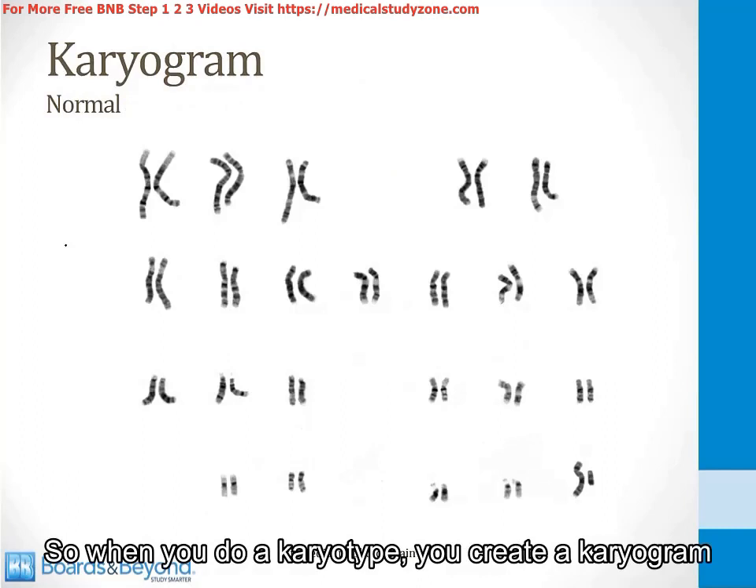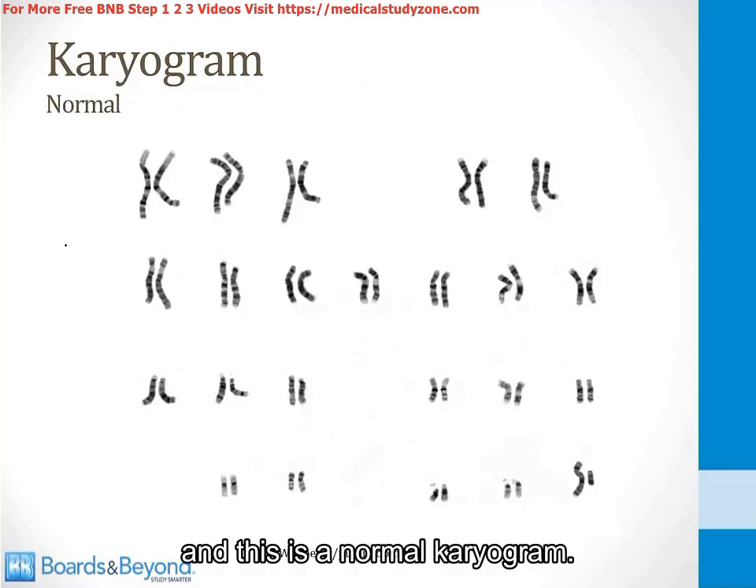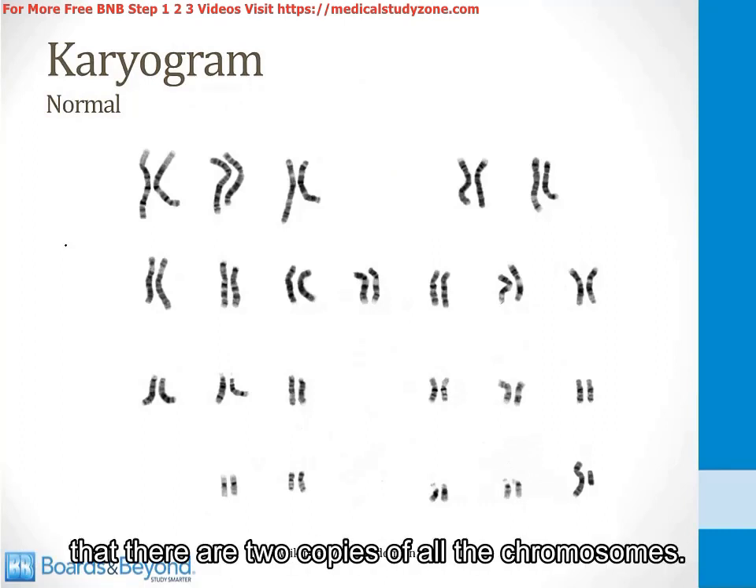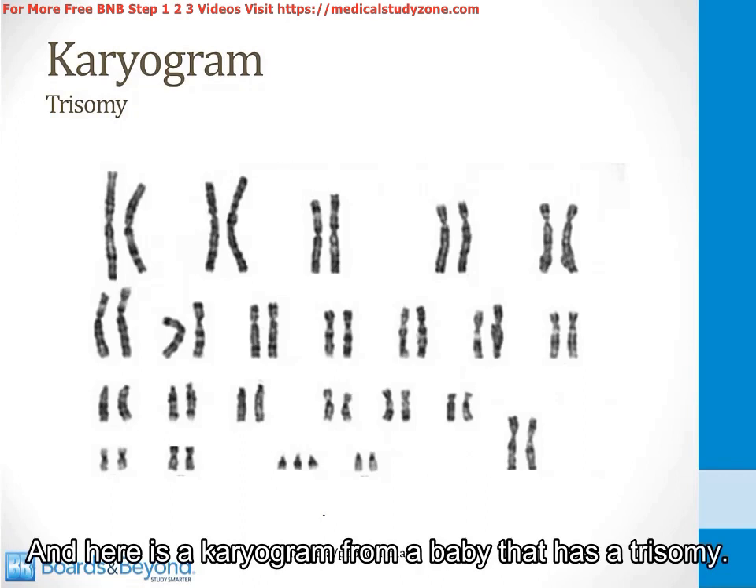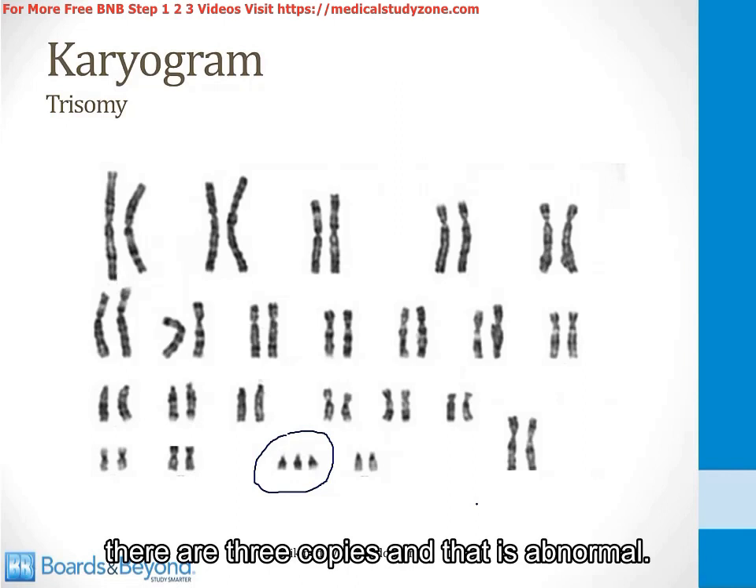So when you do a karyotype, you create a karyogram, which is a picture of the chromosomes from one of the cells. And this is a normal karyogram. You can see that there are 2 copies of all the chromosomes. And here is a karyogram from a baby that has a trisomy. You can see that for one of the chromosomes here, there are 3 copies, and that is abnormal.